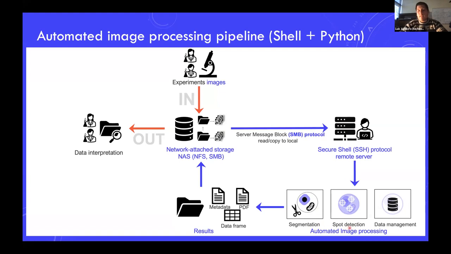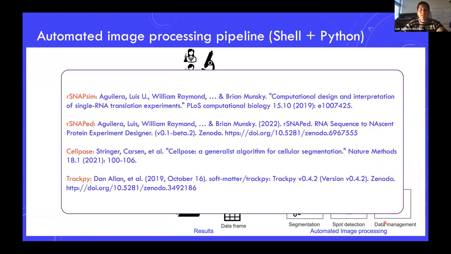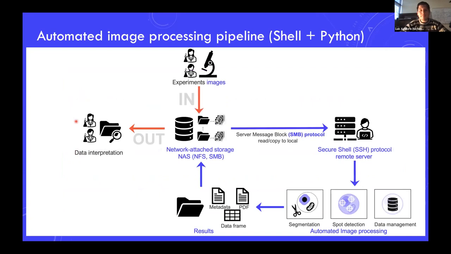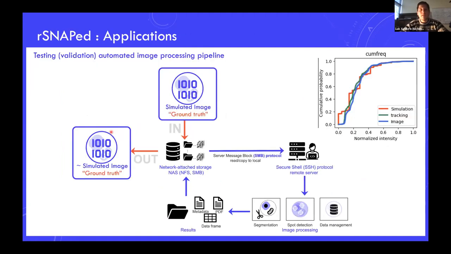For the segmentation, the spot detection and data management, I am using some libraries like Cellpose and TrackPy, but also some of the libraries that we are building here at the lab. And then after performing this, we automatically save some metadata, PDFs, data frames, and send all these back to the NAS server. And then the experimentalist can interpret all the data.